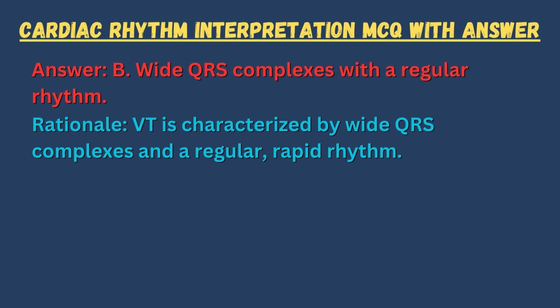Answer. B. Wide QRS complexes with a regular rhythm. Rationale. VT is characterized by wide QRS complexes and a regular, rapid rhythm.